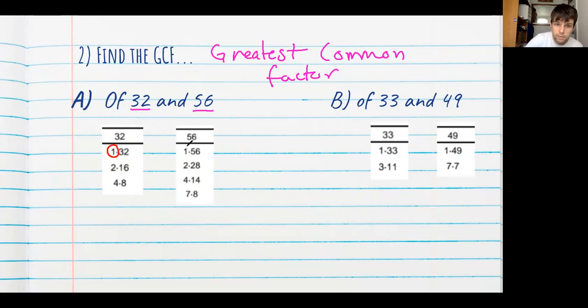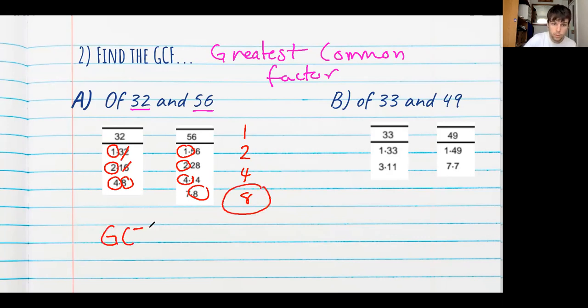They both have 1, so this is a common factor of 1. They both have 2, common factor of 2 also. They have 4, so 4. We're working our way up. They do both have 8. They both have 8. No, 16 is not a common factor. 32 is not a common factor. So these are our common factors. We are looking for the greatest one, 8. So we say that our GCF here is 8.